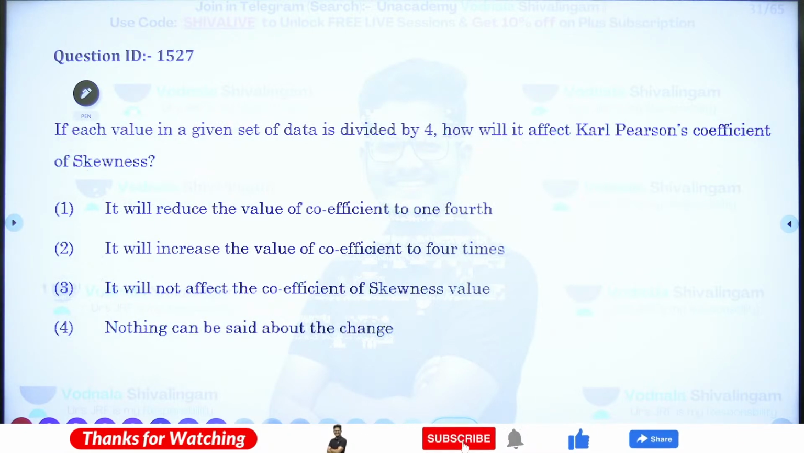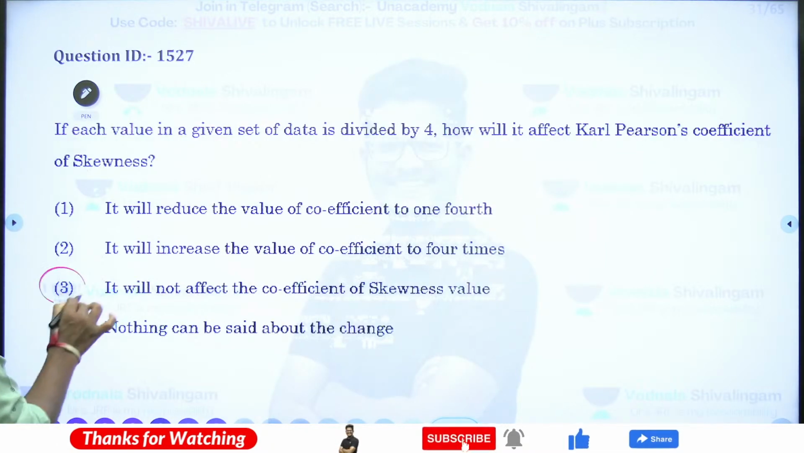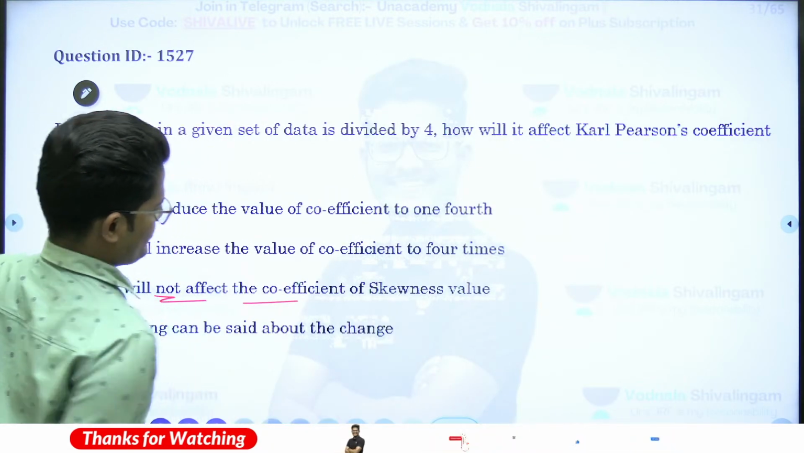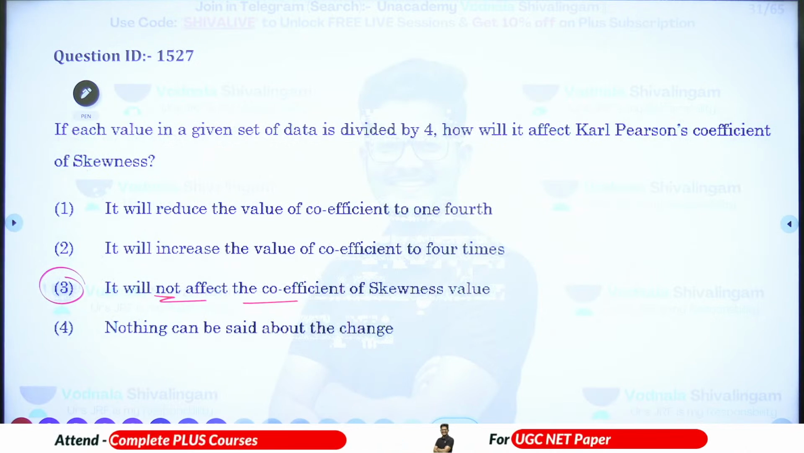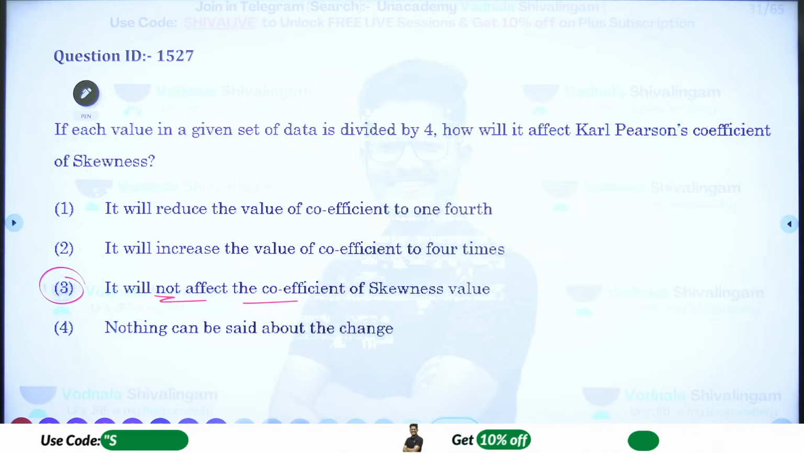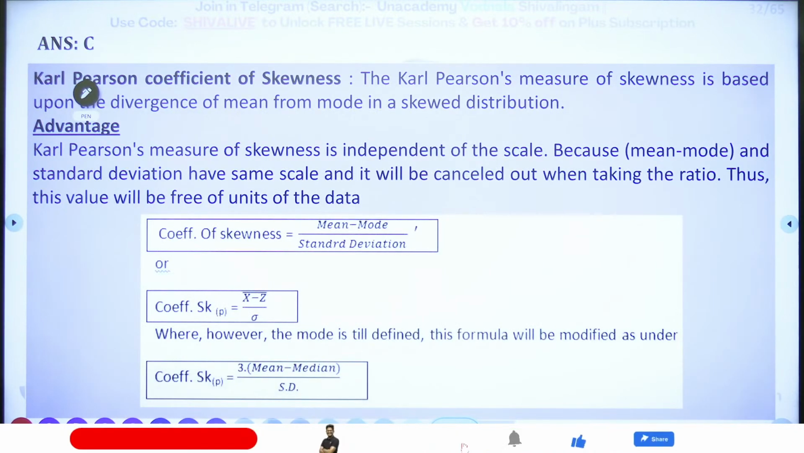Yes, Sarvani. Answer for this question will be C. It will not affect the coefficient of skewness value. So if each value in a given set of data is divided by 4, how will it affect the Pearson coefficient? It will not affect the coefficient of skewness value. That is the answer for this question. You can look at how it is not going to affect.